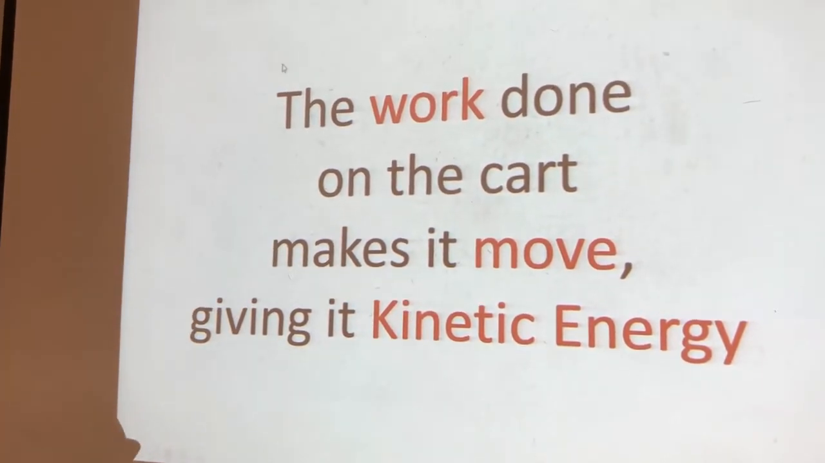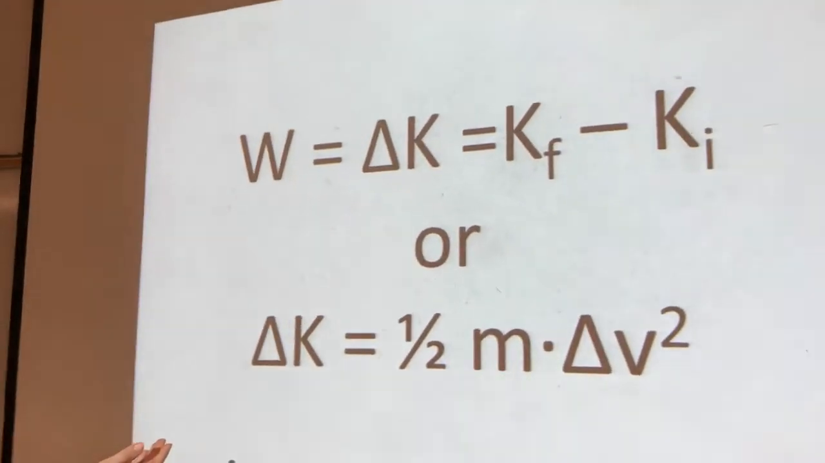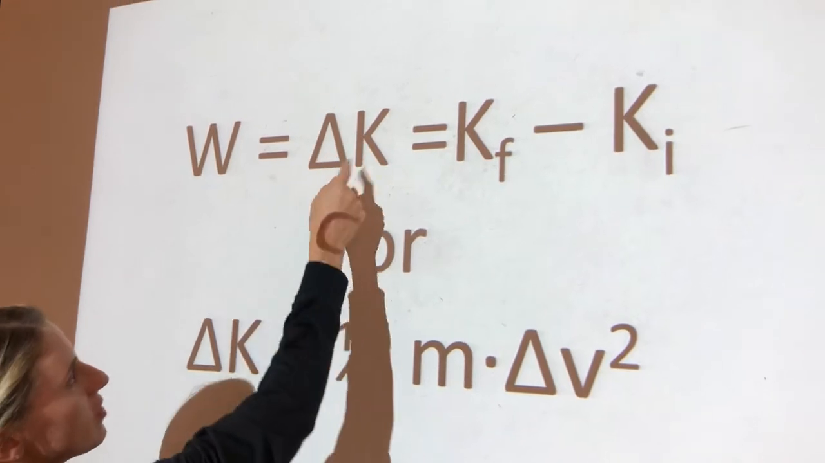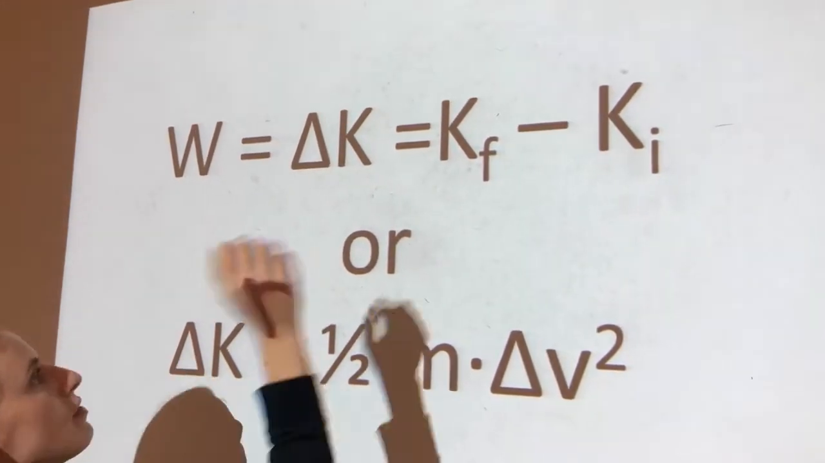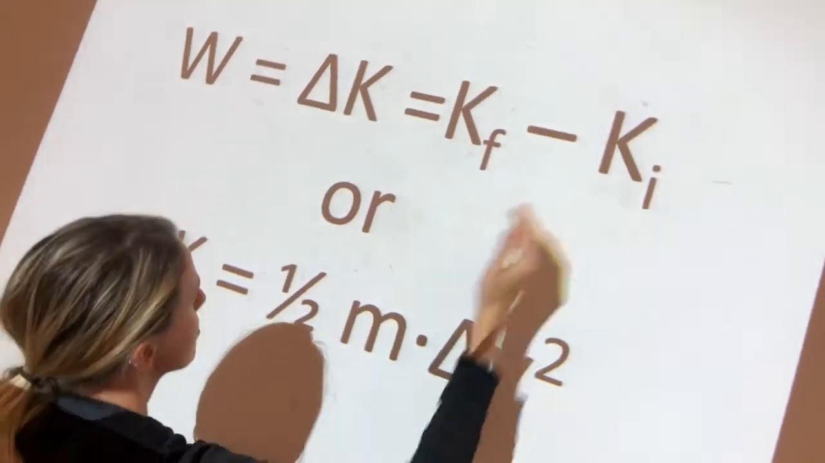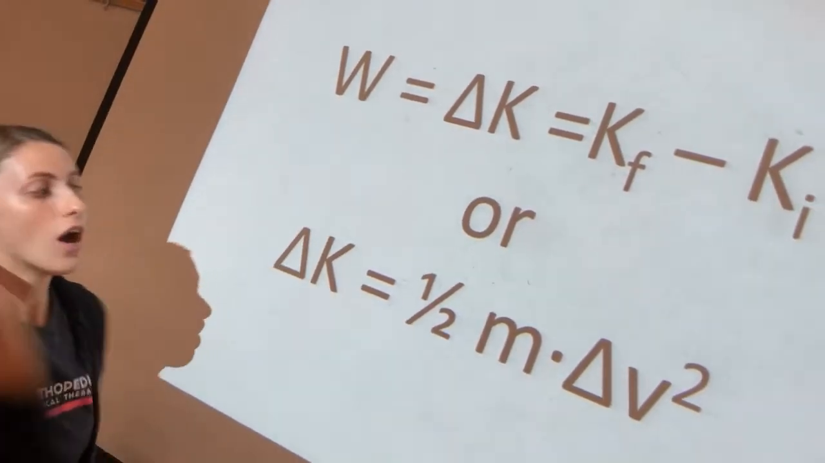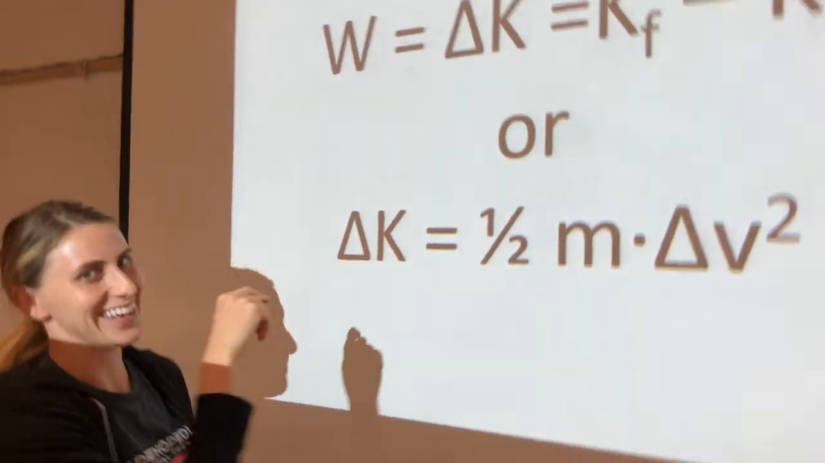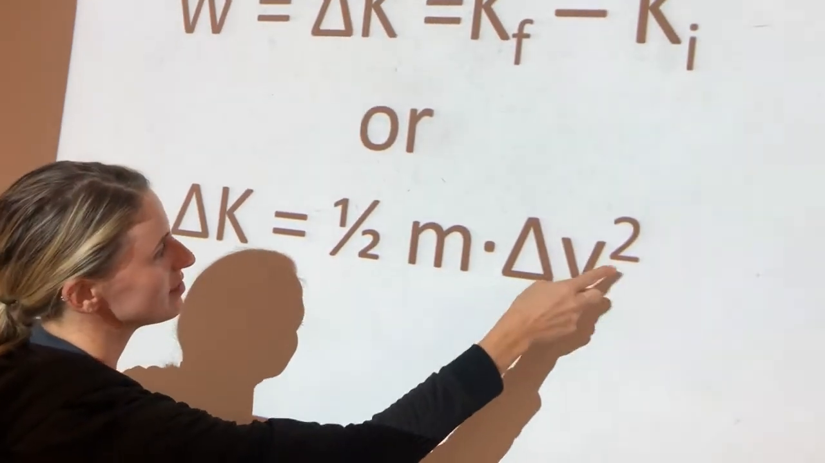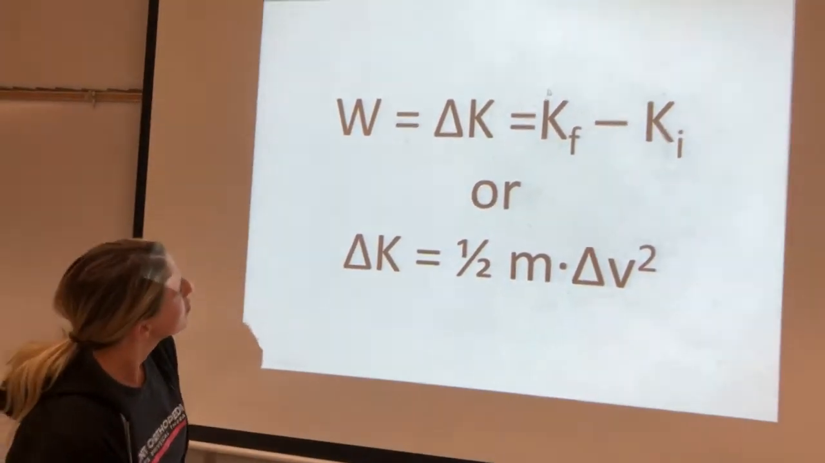Work, energy, work, energy. Okay, so we've seen this relationship before. Work is the change in kinetic energy. Work changes energy, in this case kinetic energy. And we know that to find the change in anything, we do final minus initial. The change in kinetic energy is also equal to one-half m delta v squared.